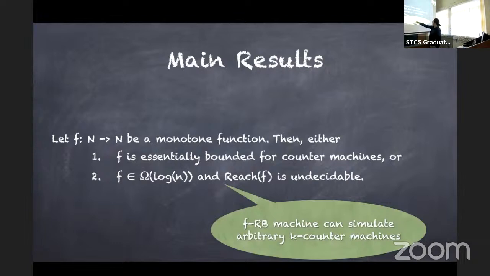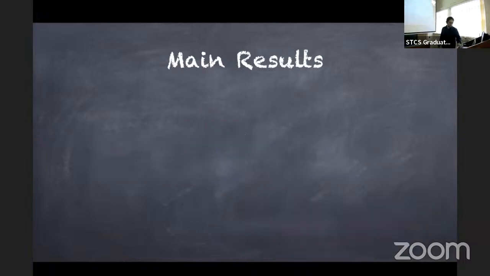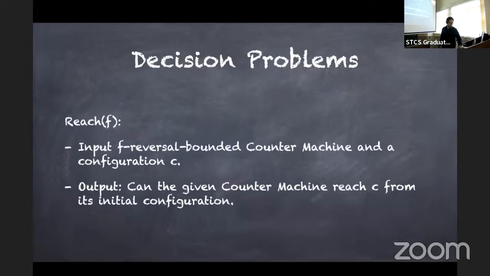So for this, what we do is we basically show that an f-RB machine, or log RB machine, can simulate arbitrary K quantum machines. That's the main idea.